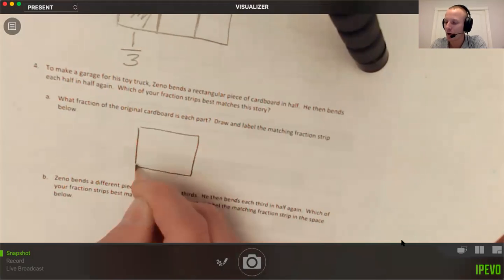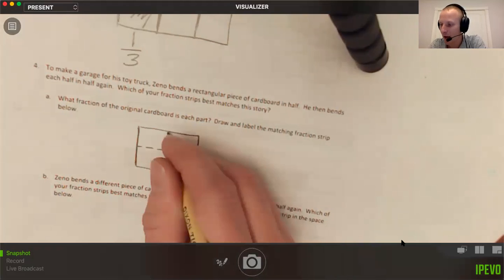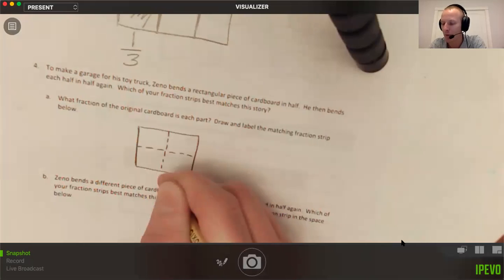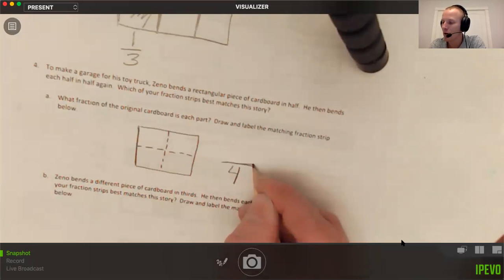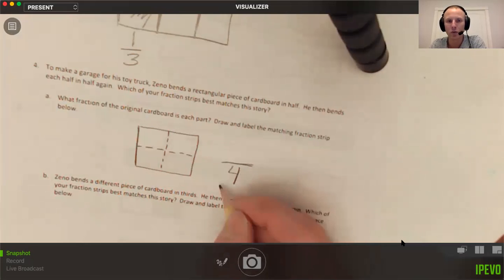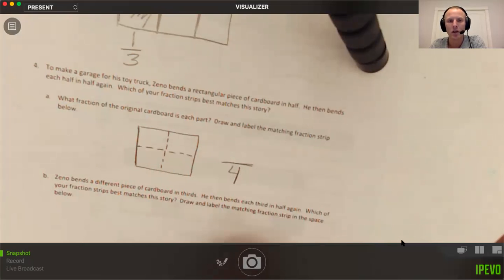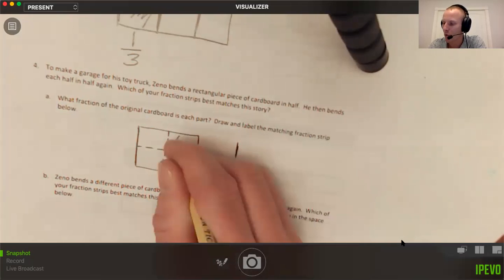He has this piece of cardboard and he folds it in half right here. Okay. Then he takes this half and he folds it in half. And he takes this half and he folds it in half. So how many pieces does he end up with? He ends up with 4. So I know my denominator is 4. There's 4 total pieces in one whole. One whole piece of cardboard is broken up into 4 different parts. And then it says what fraction is one of the parts? It's 1 out of 4, 1/4.